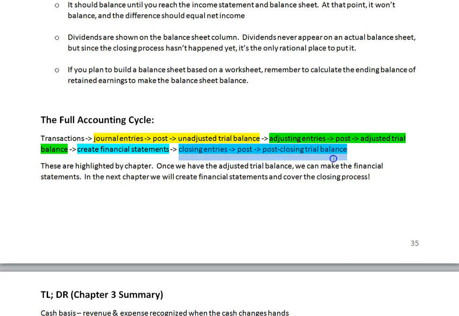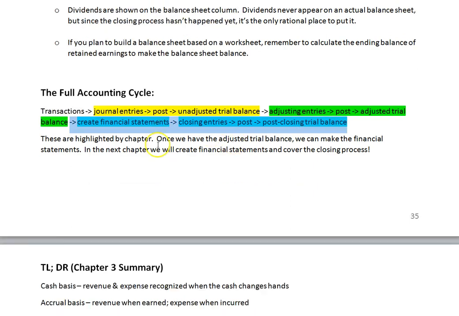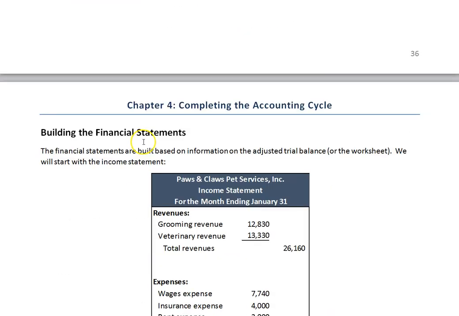In the last part, we're going to do the last 3 steps of the accounting process, the closing process, which is closing entries, post them, make another trial balance called a post-closing trial balance. So everything here in blue is what we're going to talk about today. Let's go and get started.